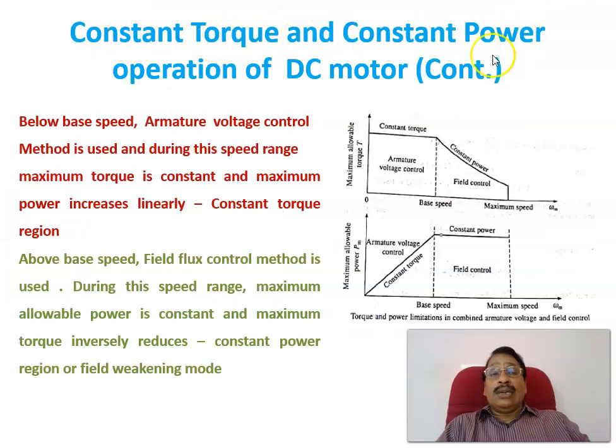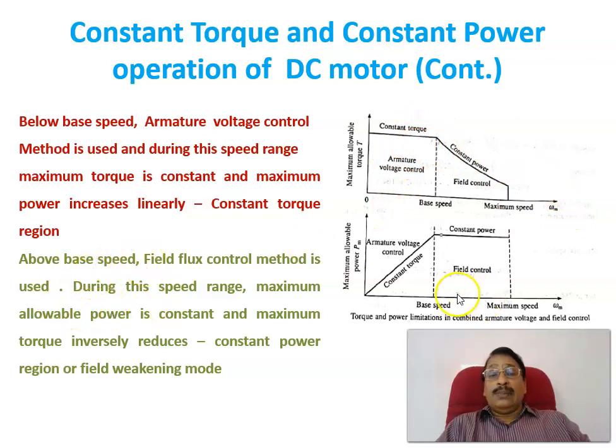Continuing with constant torque and constant power operation of a DC motor. Below the base speed, that is, less than the base speed, the armature voltage control method is used. During this speed range, the maximum torque is constant and the maximum power increases linearly. The maximum power output available is increasing linearly below the base speed. This is what we call the constant torque region.